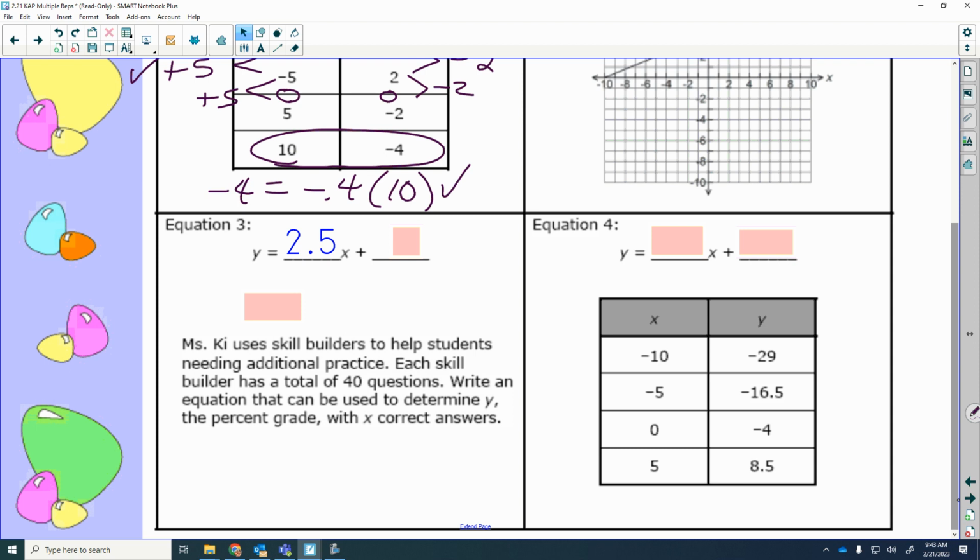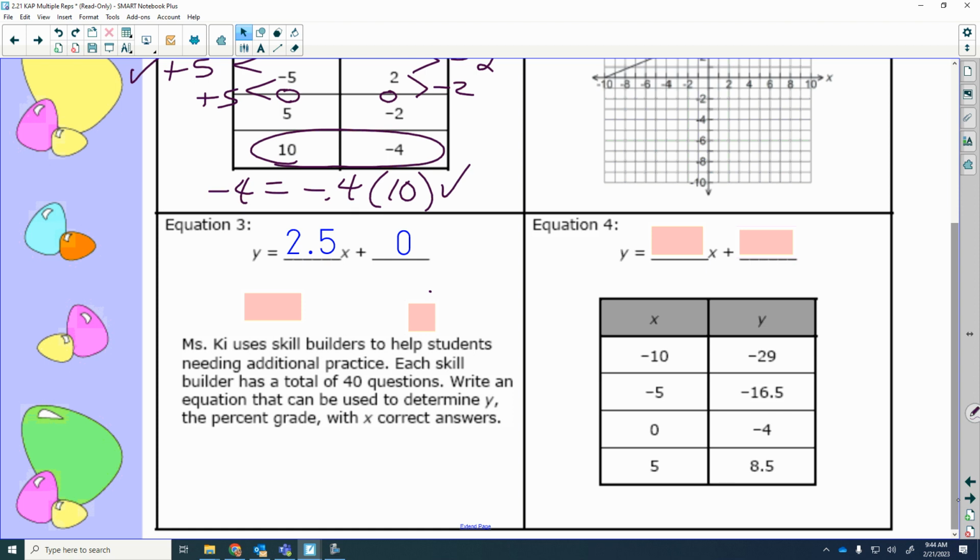Why? Where did that come from? It's a percent. Right, because if your grade is normally a percent, yeah. Because it's still plus 0, but it's 40 out of 100, right? And then there's one more.